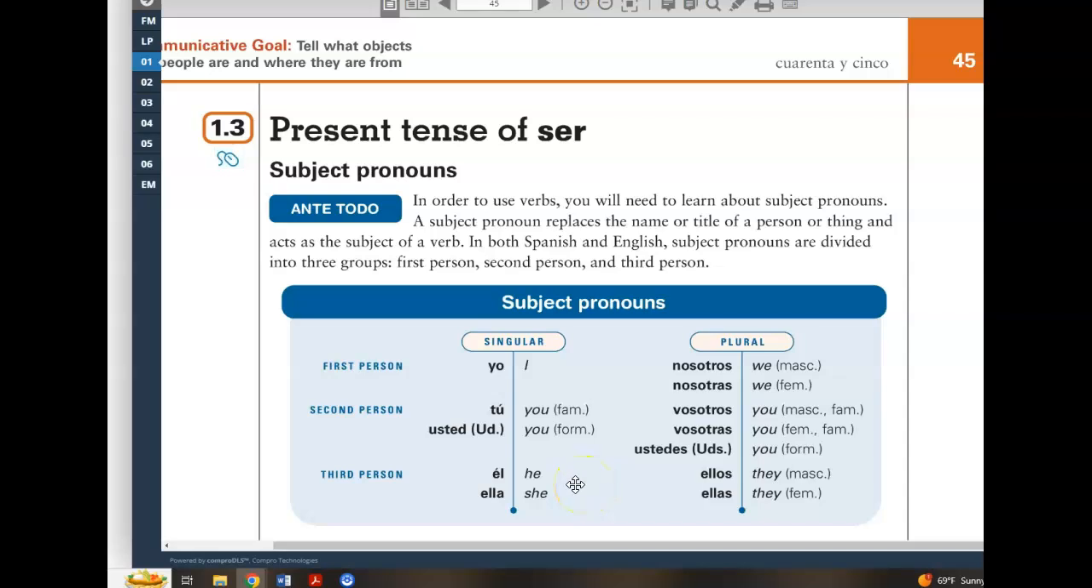Well, there are only 3. Tú, if talking to someone casually, familiar. Usted, when talking to someone formally or politely. Ustedes, when talking to a group of people, regardless of formality. The book says formal, but it really isn't.